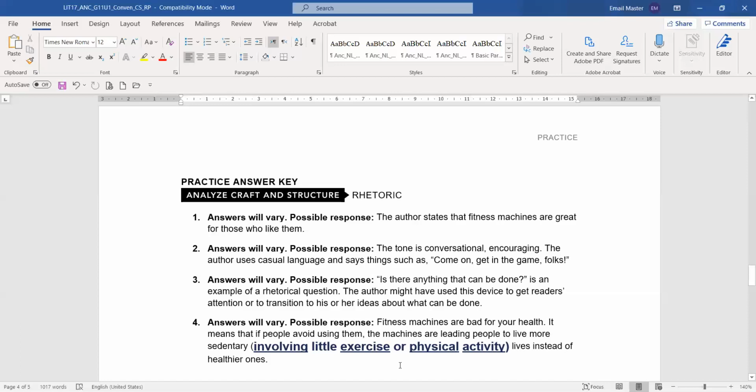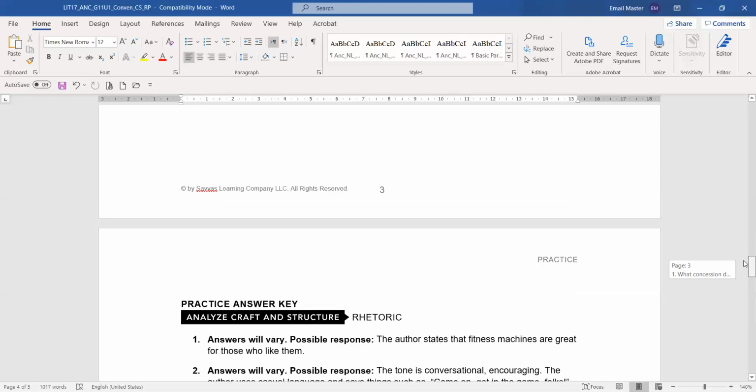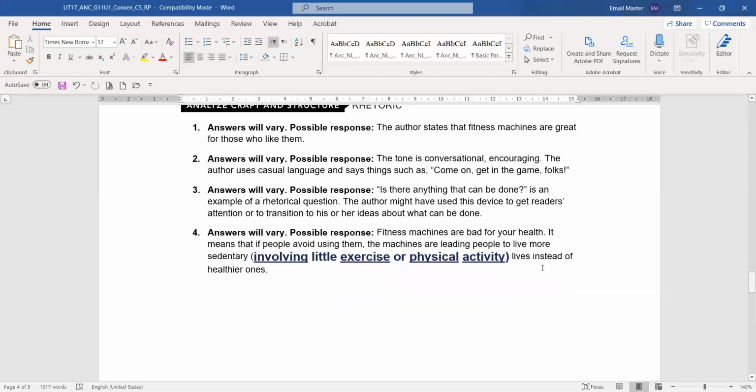And the last one, the question says, write a paradox that the author could have included in the paragraph and explain what it means. So maybe he could include, fitness machines are bad for your health. So health and bad. So how can it be? It means that if people avoid using them, the machines are leading people to live more sedentary lives instead of healthier ones. So this can be included in the text.